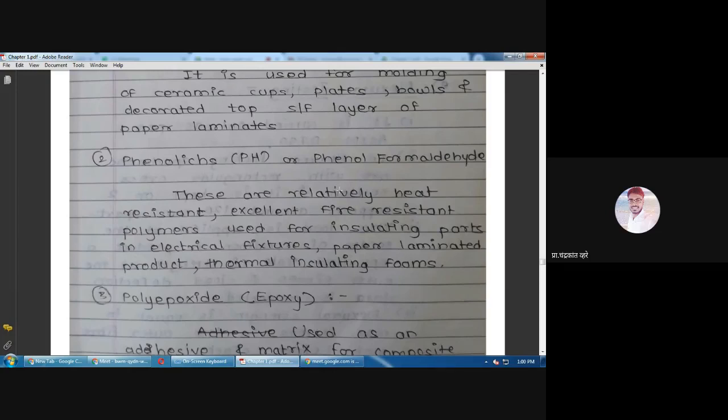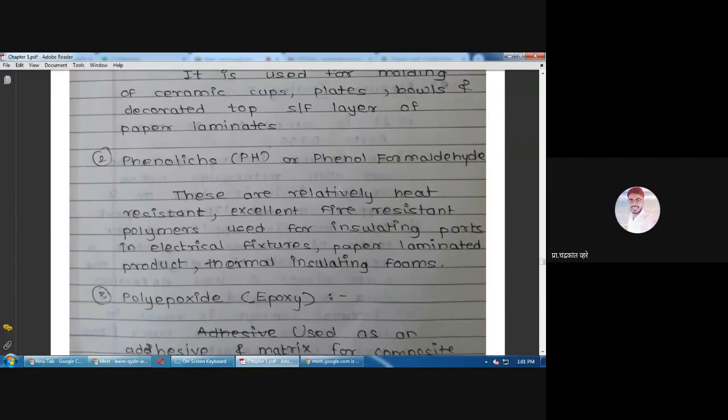All those drawbacks are now replaced, and today's insulating material is advanced, with better use of additives. This we can call the second one: phenol formaldehyde. Write the second one with me. These are relatively heat resistant.